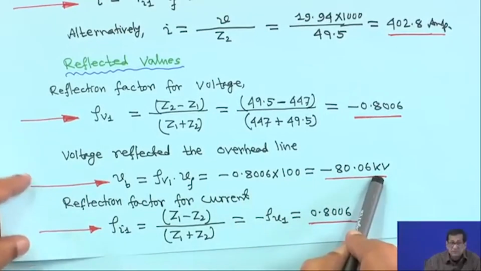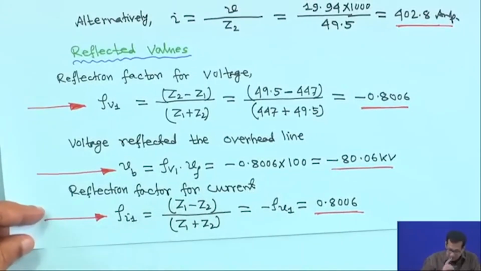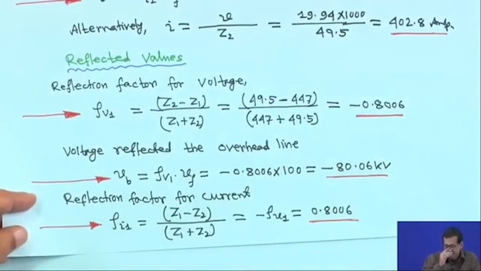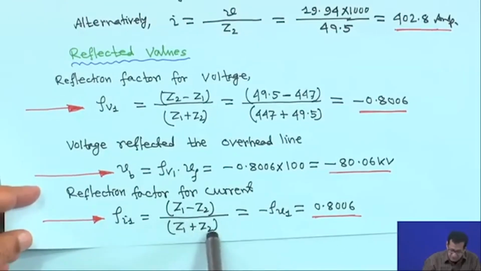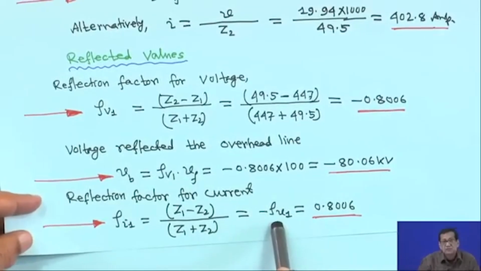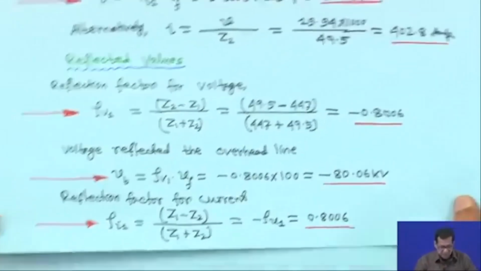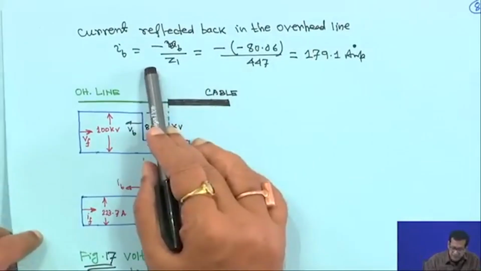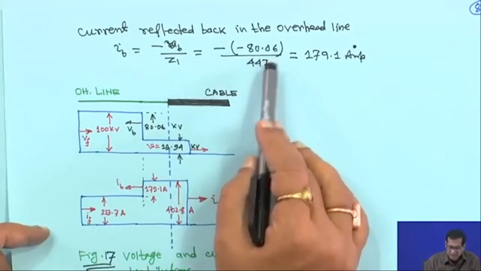So, it is minus 80.06 kV. Now, the reflection factor for the current will be the negative of this, that means it will be 0.8006, as we have seen earlier. If this is negative, then for current it will be positive. So, it will be Z1 minus Z2 upon Z1 plus Z2, which is minus rho V1, equal to 0.8006. Then the current reflected back in the overhead line, IB, will be equal to minus VB upon Z1, which is minus of minus 80.06 upon 447.